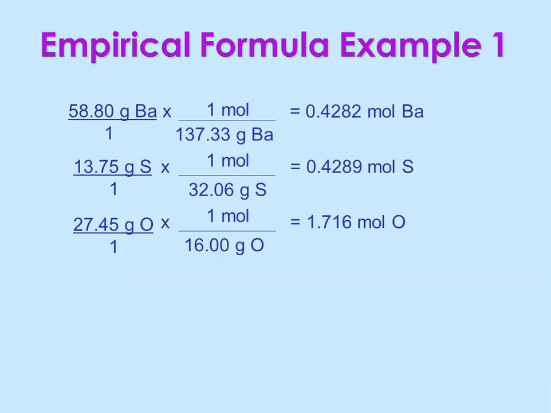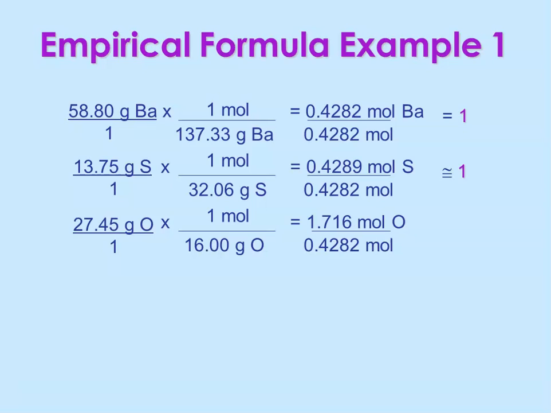We need to set up ratios so that we can compare the elements to each other. And we do that by taking the molar amount, or the moles, that has the smallest number attached to it, which one is representing the fewest number of moles. And that would be barium. All of them would be divided by 0.4282. And when I do my math through for this, I get 1 mole obviously for barium, or the ratio would be 1. Sulfur is super duper close to 1. And the ratio for oxygen is super duper close to 4.